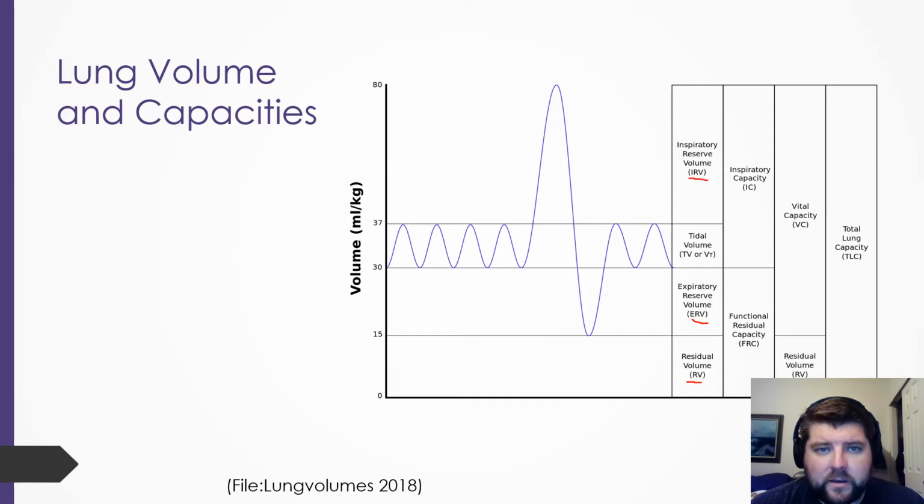The IRV is the inspiratory reserve volume, and that's the maximal volume that can be inhaled from the inspiratory level. So you can kind of hear maybe that's my inspiratory and expiratory. So the inspiratory capacity is the reserve volume and the tidal volume combined. So that's just the adding of those two.